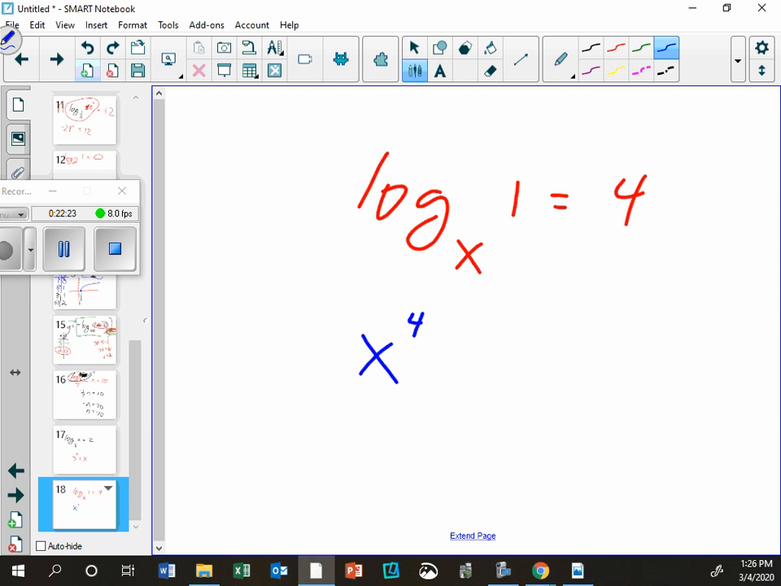X to the 4th equals 1. What does x have to be? Wouldn't it be 1? 1 to the 4th? How about this? Couldn't I put it to the 1/4 power? See what I did there? 1 to the 1/4 is the 4th root of 1, which is 1.